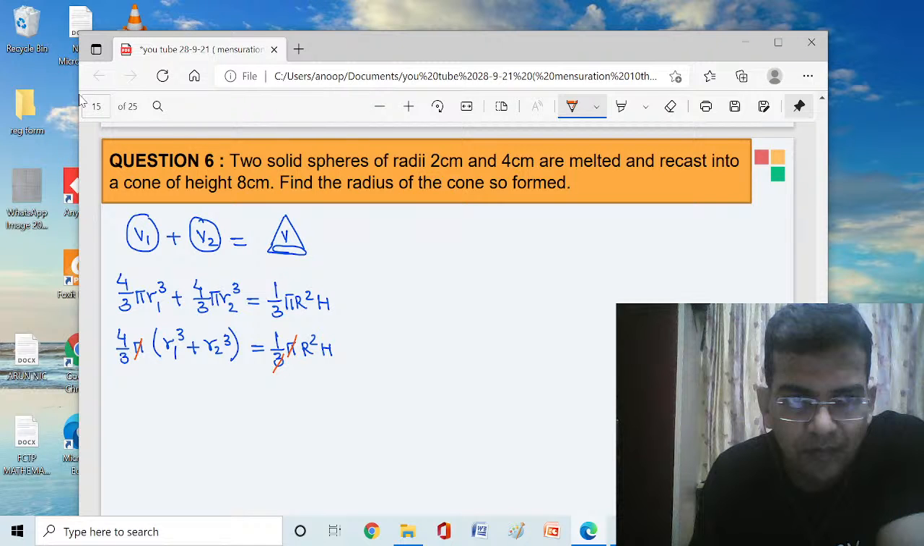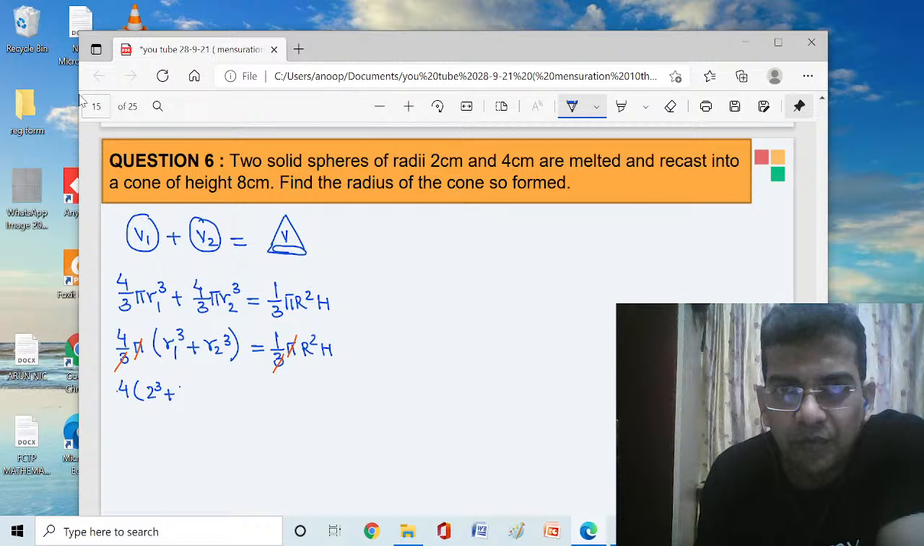So it's 4 r1 cube, so r1 is 2 plus r2, that is 4. Here this is the radius of the cone that we have to find. Height of the cone is 8.